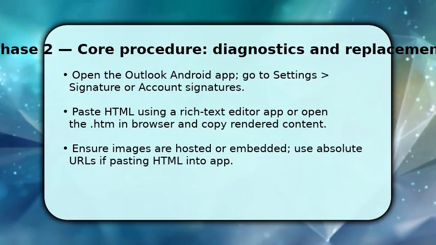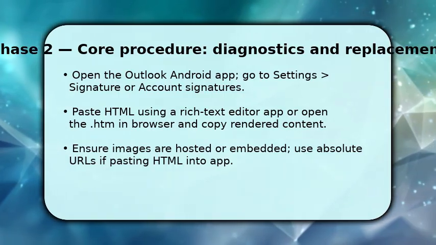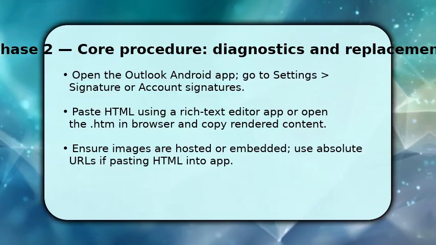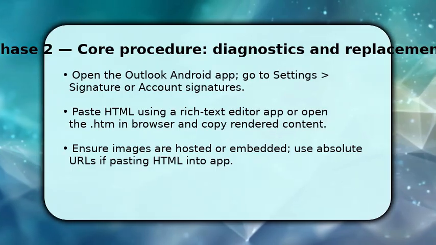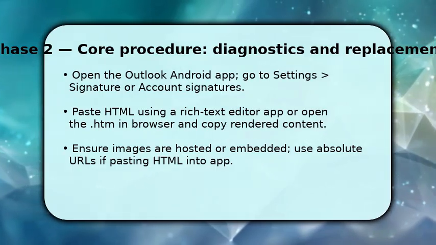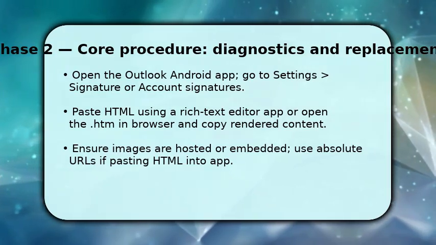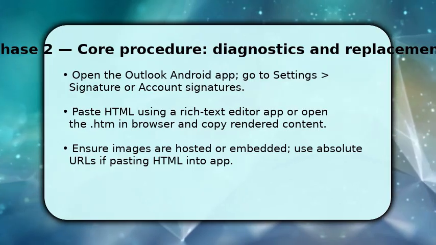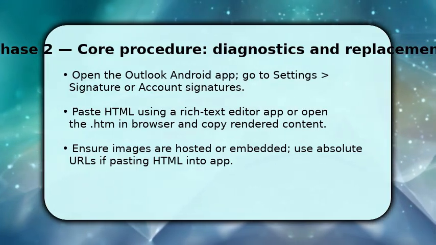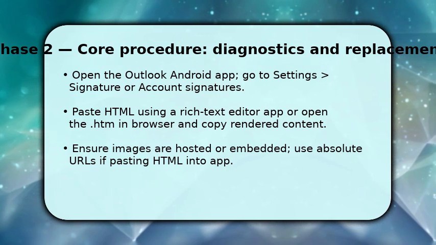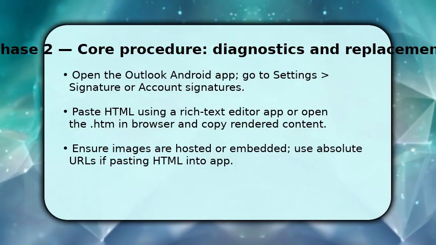Next, you import that HTML into the Outlook Android app. Open Outlook on your phone and find signature settings for the account you want. If the app won't accept raw HTML, open the HTML file in your phone browser or a rich text editor, select the rendered signature, and copy-paste it into Outlook's signature field. Make sure images are accessible. Host them online with absolute URLs or reinsert them in the editor so they render correctly in mobile mail, because local file paths won't work.